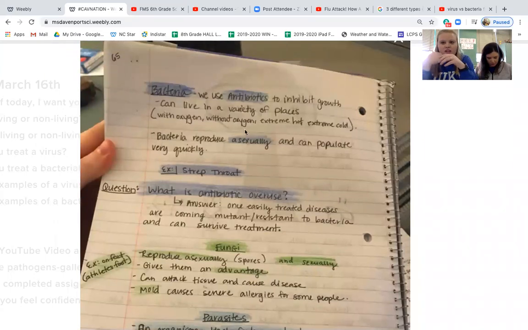Bacteria can live in crazy places. They can live in extreme heat, extreme cold. They can live with oxygen, without oxygen. It reminds me of where the hydrothermal vents are in the ocean.